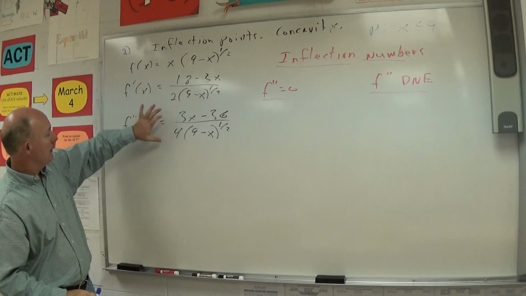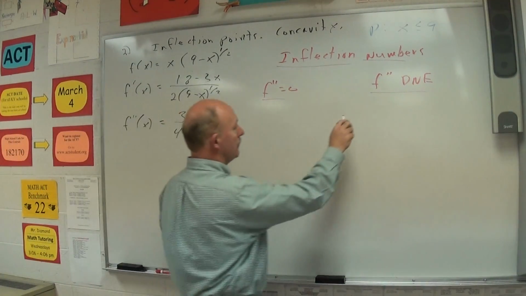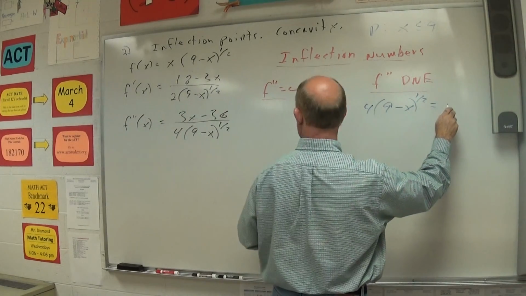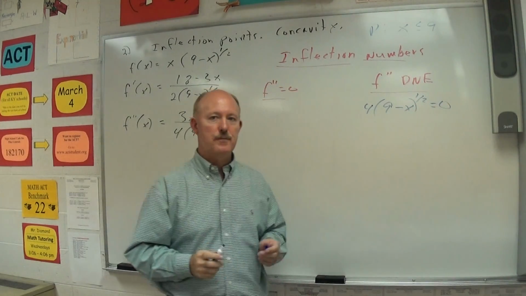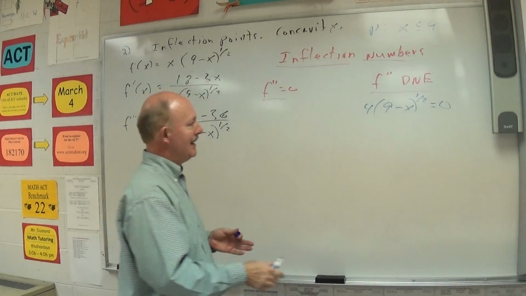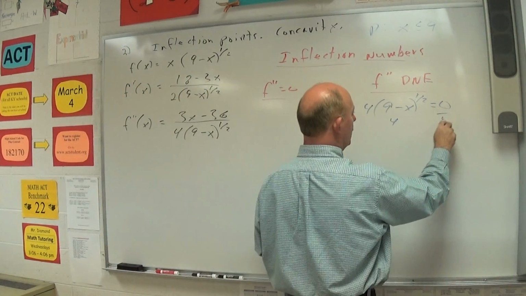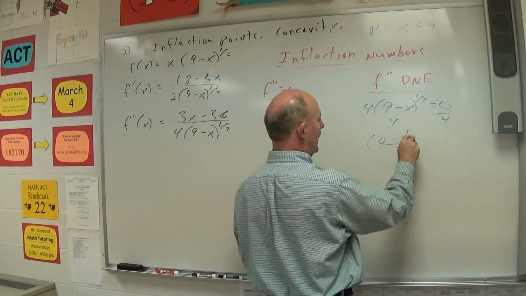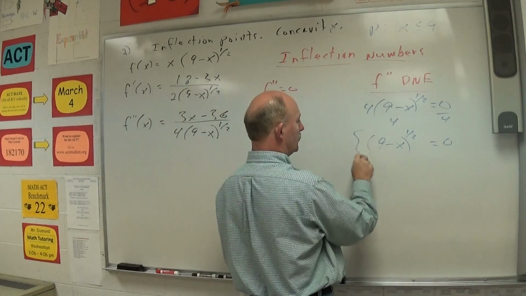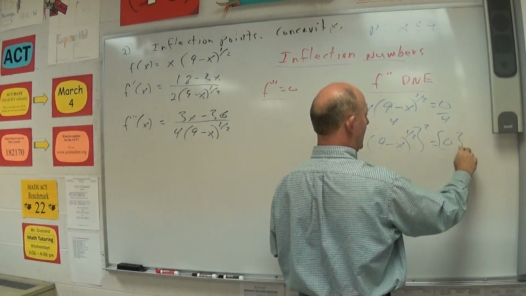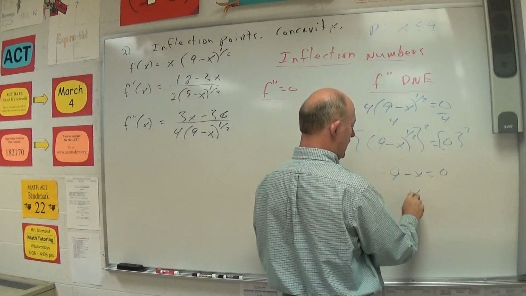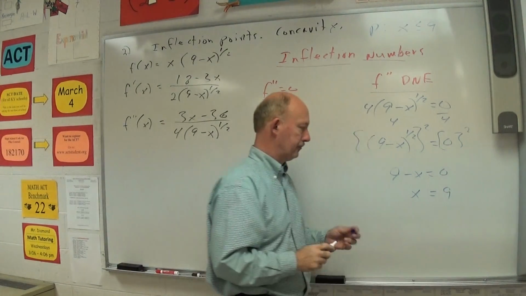Now, the second derivative is a fraction, so let's take the denominator: 4 times 9 minus x to the 1/2 power, and set that equal to 0. So we're going to find the zeros of the denominator. This will be where the derivative doesn't exist. Dividing both sides by 4 gives us 9 minus x to the 1/2 power equals 0. Now let's square both sides to get rid of that 1/2 exponent. That gives us 9 minus x equals 0, so x should be equal to 9.